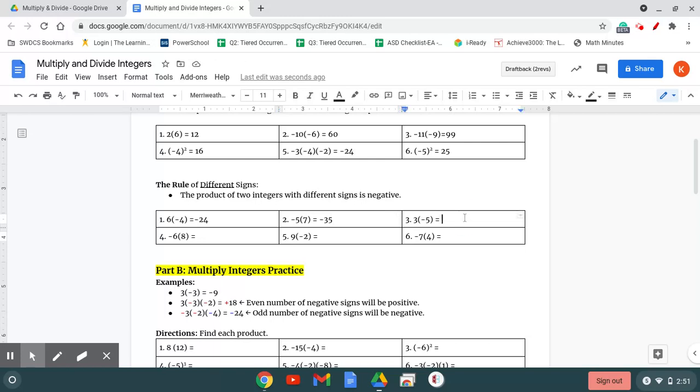Number 3, do this one on your own. Okay, so we have 1 positive, 1 negative, 3 times negative 5, so our answer is going to be negative, and then 3 times 5 is 15.